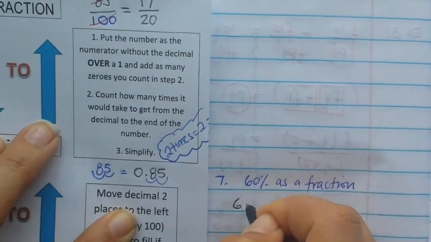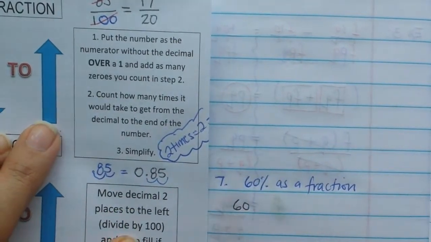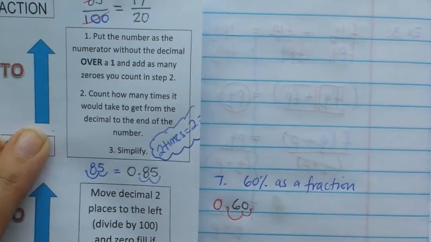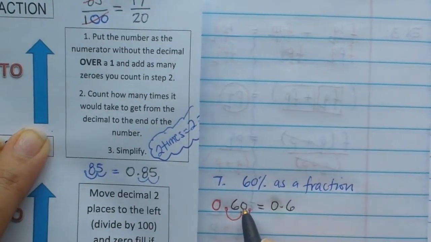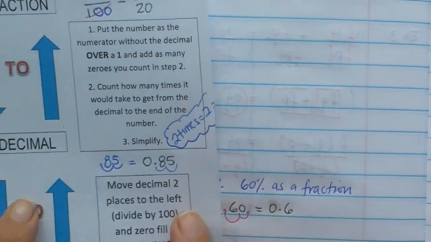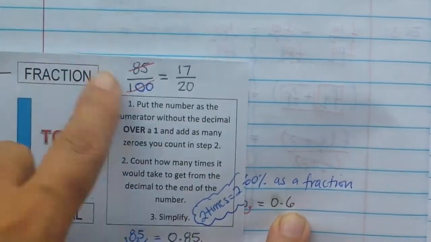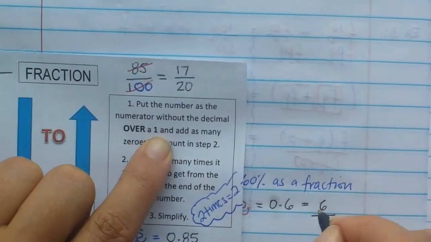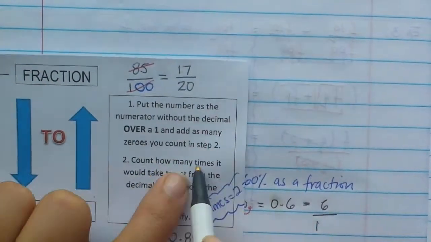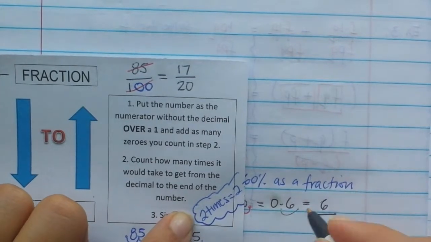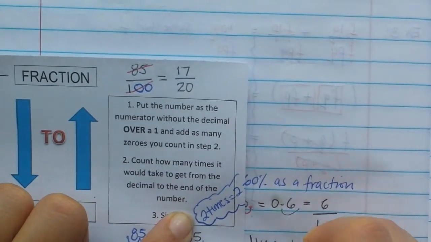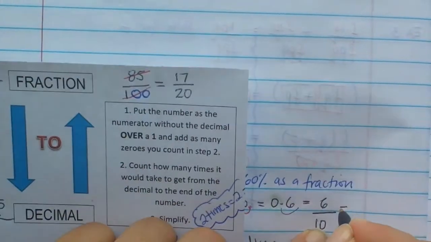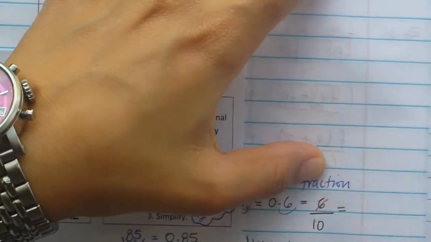So I'm going to write down 60 and then move the decimal 2 places to the left. 1, 2. It does say ignore the zeros at the end. So we're going to ignore the zeros at the end, so it's 0.6. So that's my decimal. Once I have my decimal, we need to go up to a fraction. Put the number as a numerator without the decimal, so that's going to be 6 over 1 and as many zeros as it takes you to count to the end. So 1 time equals 1 zero. So we're just going to add 1 zero there. And then the final step is to simplify. So what goes into 6 and 10? 2. How many times does it go into 6?